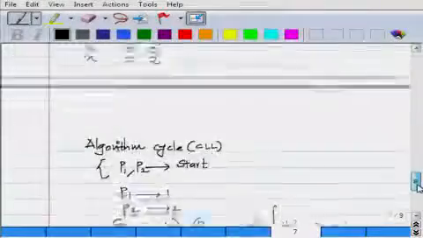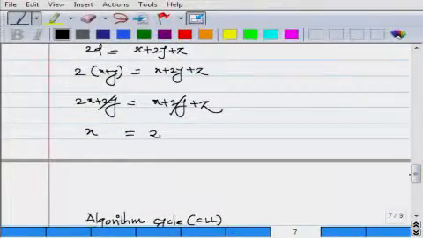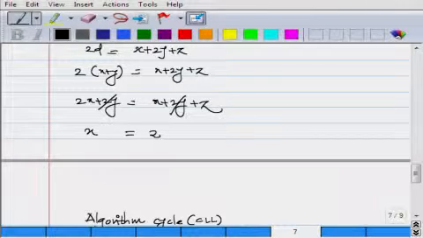Am I right? Okay. So now from the next lecture we will continue with the other algorithms. Thank you so much.